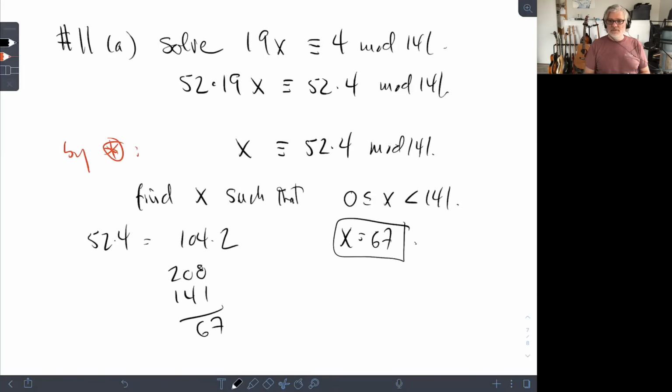Hopefully, if I didn't make a mistake, that should be right. Yes, powerful logic. Okay. So is 67 congruent to 208 mod 141? Looks okay.